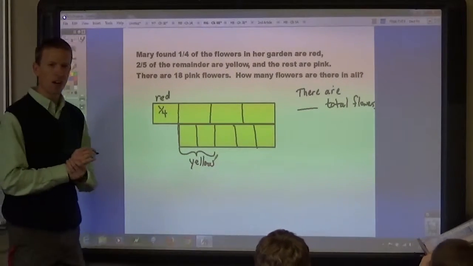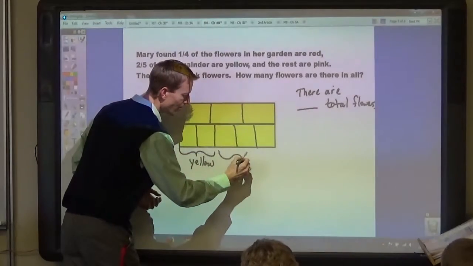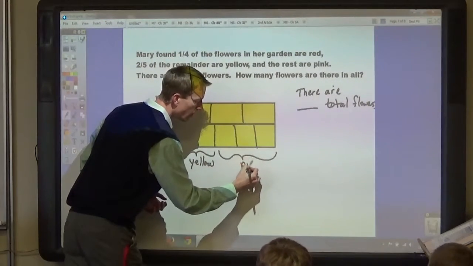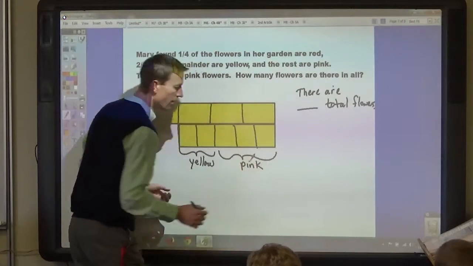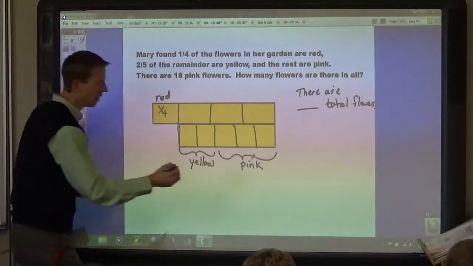And the rest are pink. So 3/5 are pink. And how many are pink? 18.